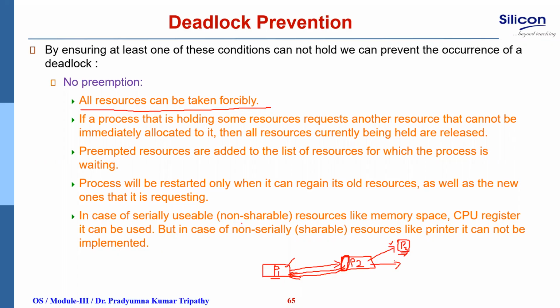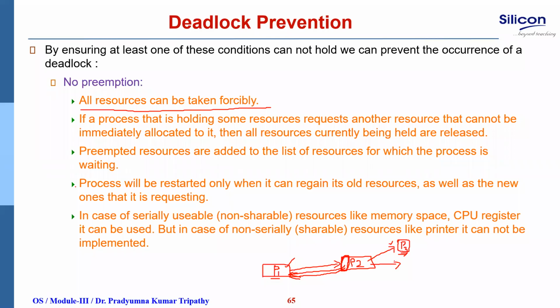In case of serially usable or non-shareable resources like memory space and CPU registers, it can be used. But in case of non-serially usable or shareable resources, like a printer, it cannot be implemented. So here it says, although deadlock prevention works in some of the cases, there are many cases where deadlock prevention fails, particularly in the non-shareable.